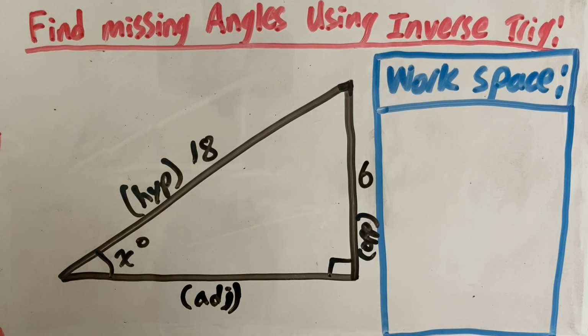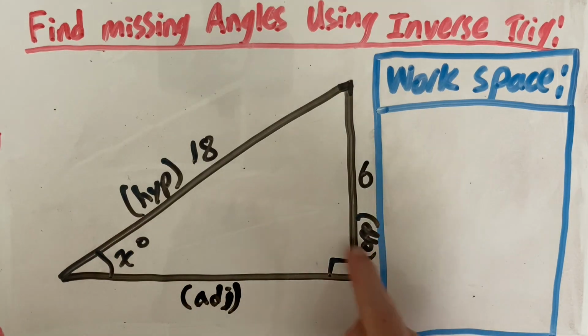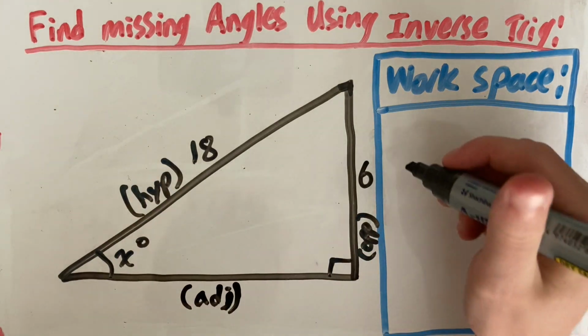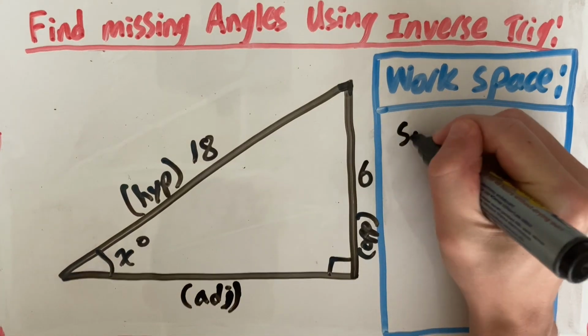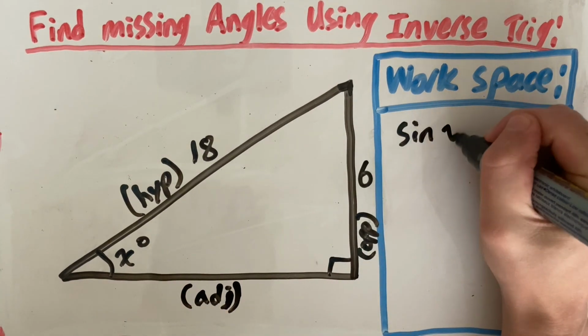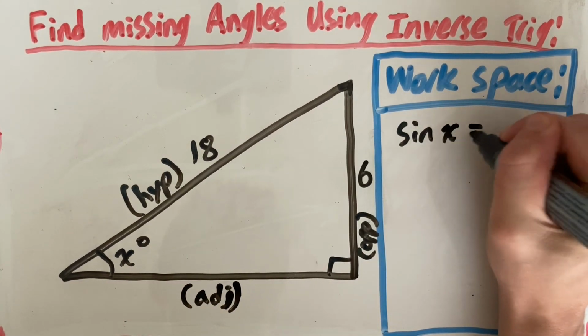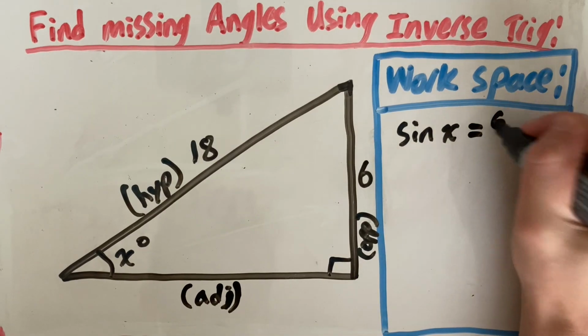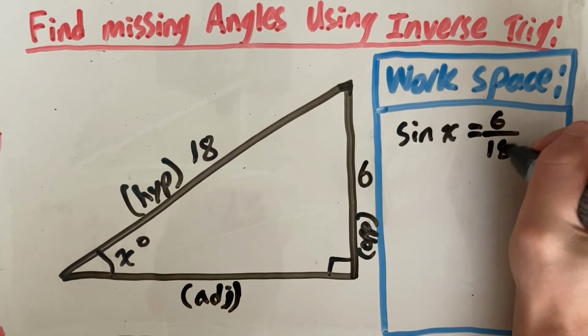So now we want to find what x is. We want to find the missing angle, and we're going to do this using trig. So we're going to use the two sides we've been given, and that's our side with the 6 and the 18, so our opposite and hypotenuse. That gives us sine because sine is opposite over hypotenuse. So we have sine of x. So sine x equals, and then we have our opposite over hypotenuse, so 6 over 18.